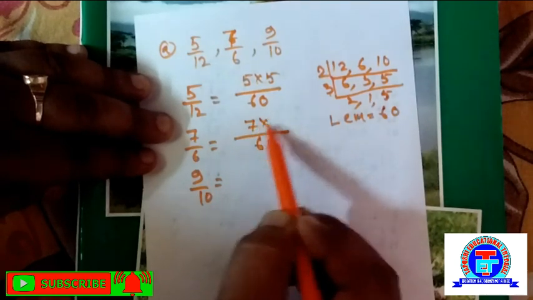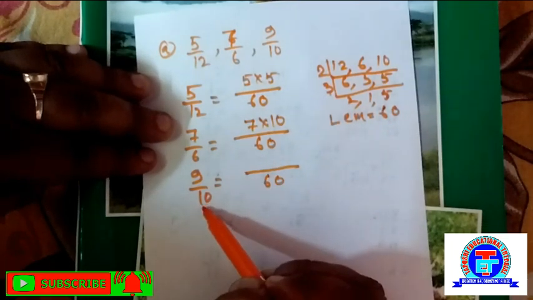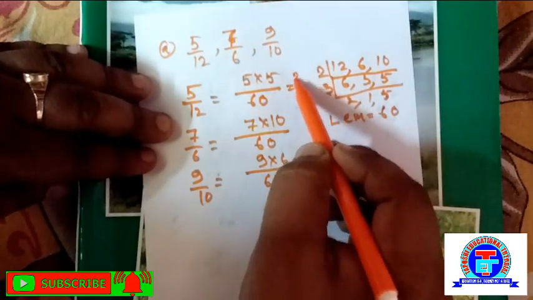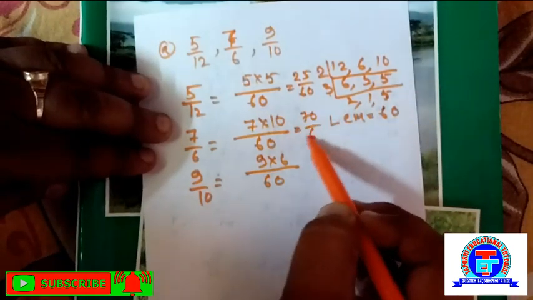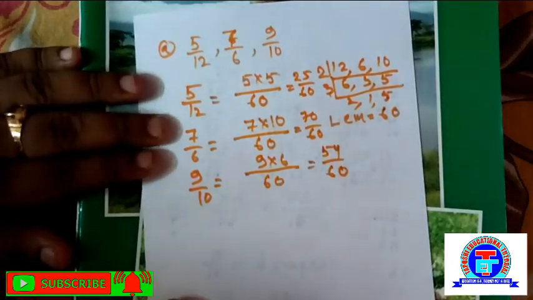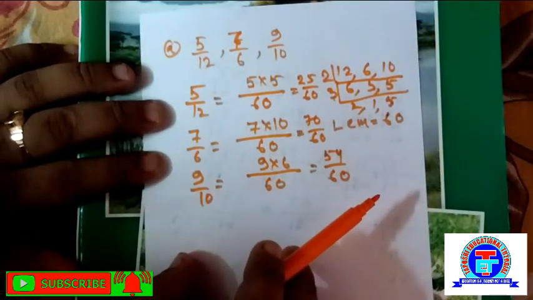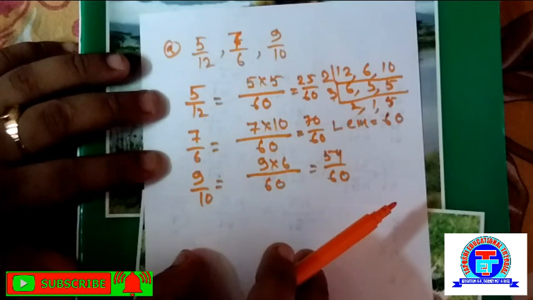So we write here 7 into 10, and this one 60, this one became 10 6s are 60, so 9 into 6, right? So this one became 25 by 60, and this one became 70 by 60, and this one became 54 by 60, right? Now here all the fractions have the same denominator. Now we can easily understand which one is greater or which one is smaller. That means we can easily arrange them in ascending or descending order, right?